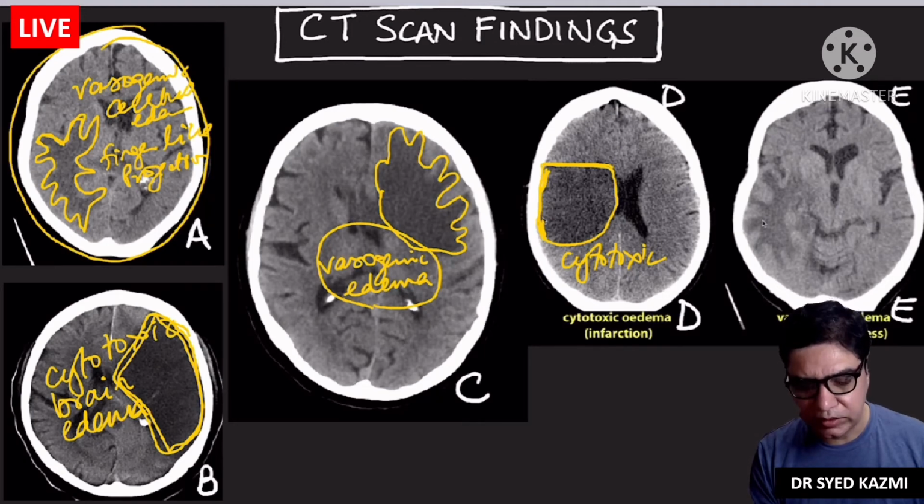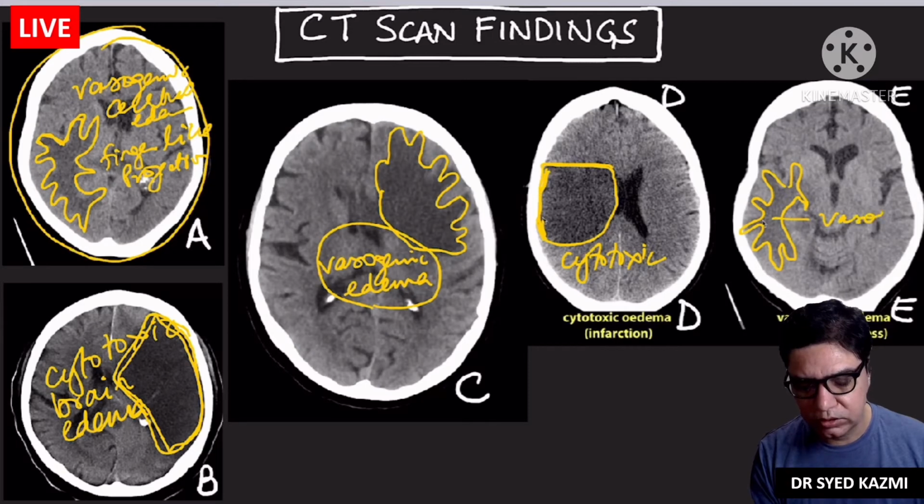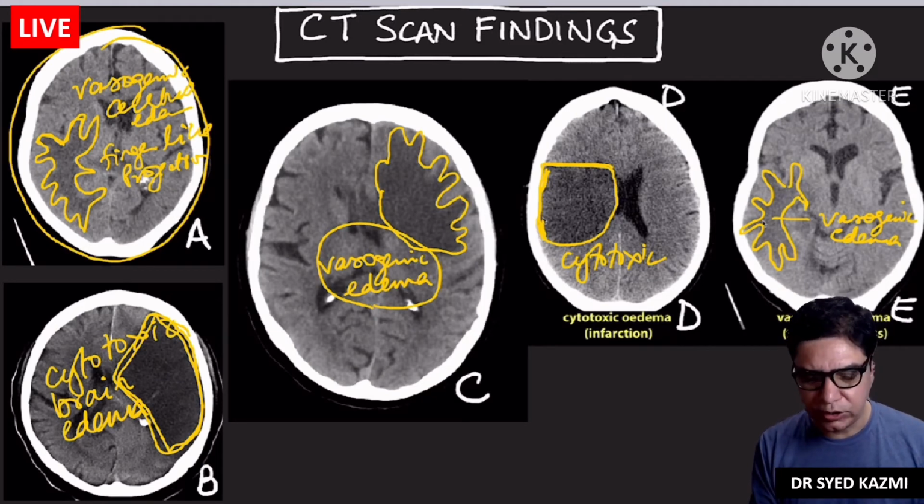Then again, compare it with the other one over here. Here you have hypodensities with finger-like projections. And if it is a hypodense lesion with finger-like projections, it is vasogenic. Vasogenic edema has different causes, but most commonly it will be caused by a brain tumor. So whenever somebody has a very non-specific history, like headaches, you do a CT scan and you find vasogenic edema, just look, you might see a tumor somewhere in the vicinity. So this is vasogenic edema.